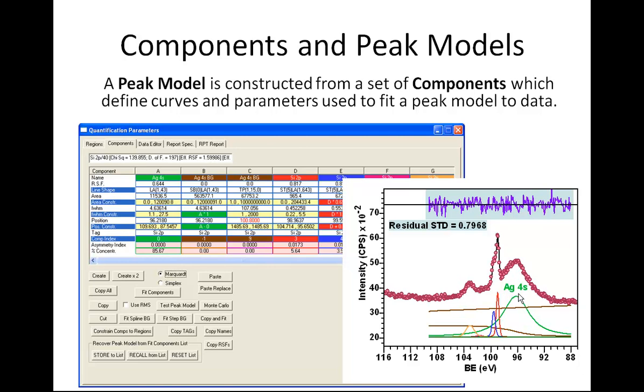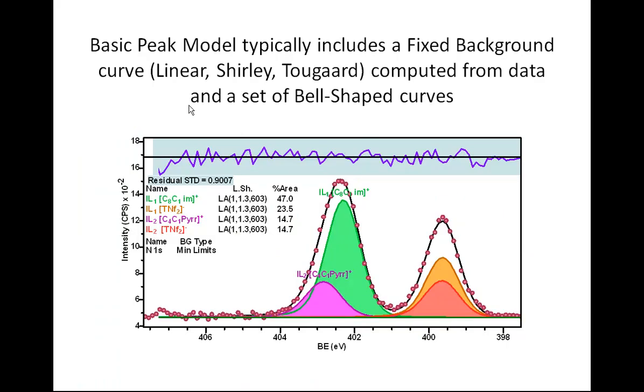So we can see here we've got a silver 4s, and it is defined using one of these columns on the components property page, and it includes a line shape, the area, the full width half maximum, and the position as before. However, it's now associated with a set of other components that are all defined on these data, and taken as a group, when optimized, the parameters are all adjusted so that we end up with an envelope that fits these data. This is an example of a peak model that involves 4 components and a background curve.